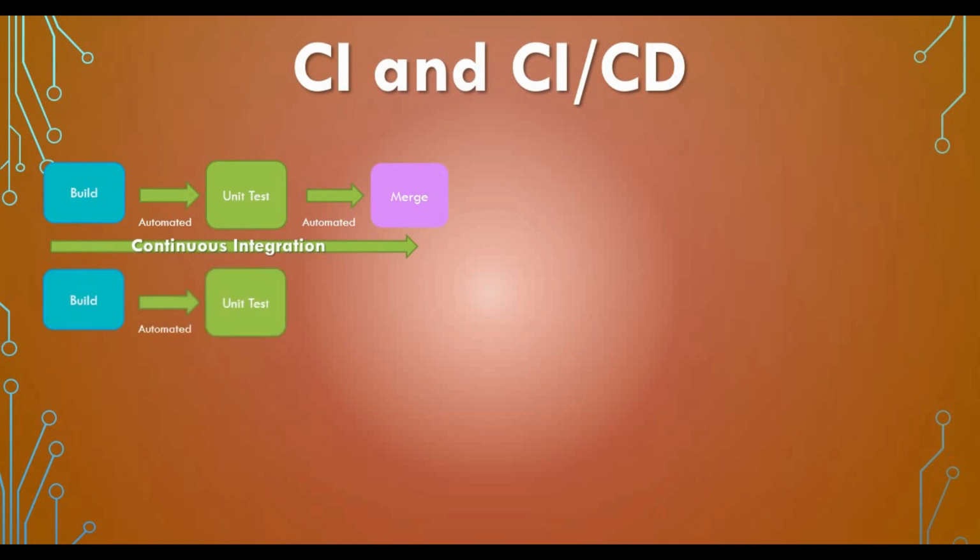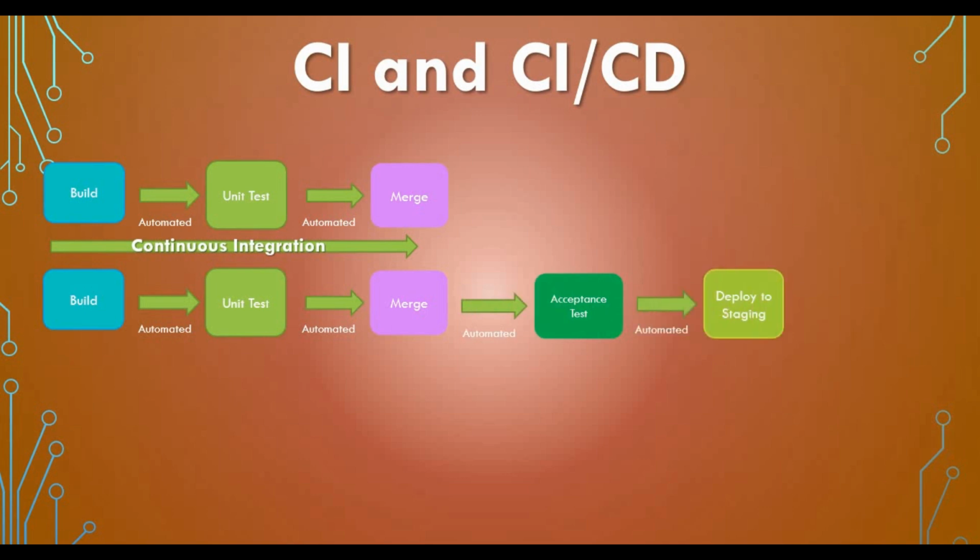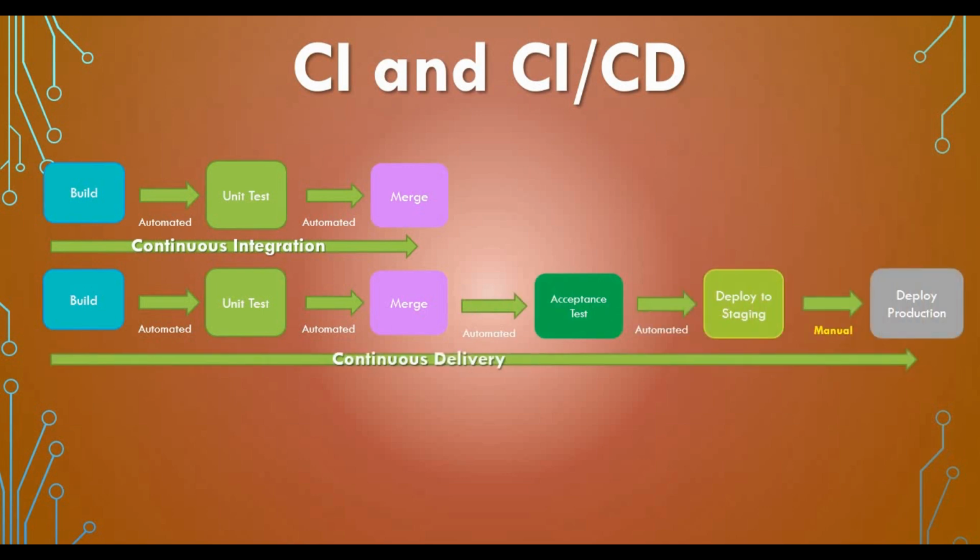The next one is called continuous delivery. If you see here, the last step, deploy to production, is manual. The rest of the stages, like build, merging, then the acceptance test and deploying to a staging environment, are all automated. But the deployment of your application to production is manual, so somebody has to manually verify it and deploy it. That is why this is called continuous delivery.